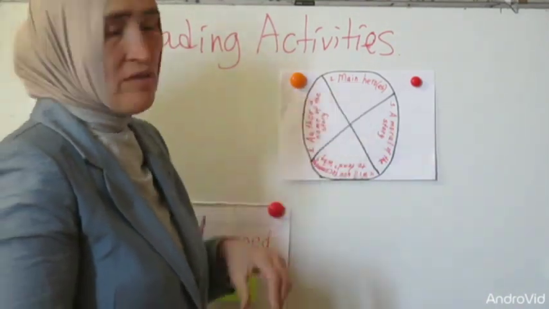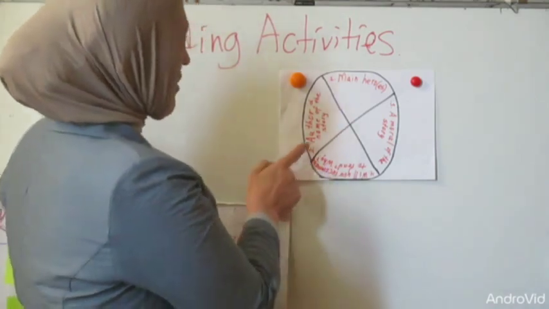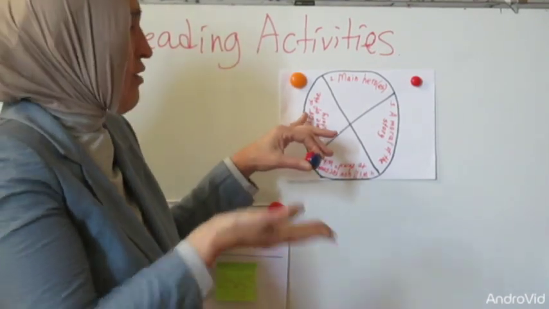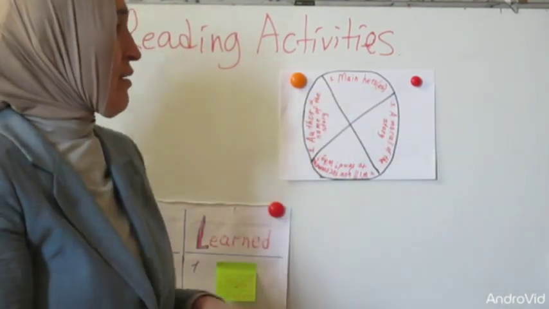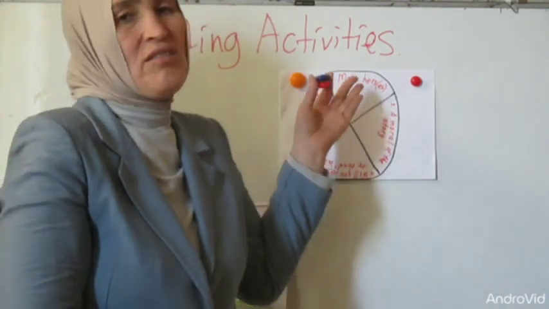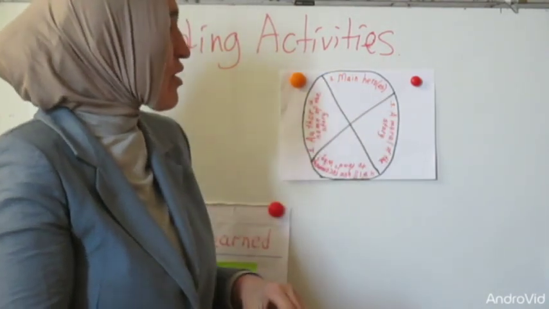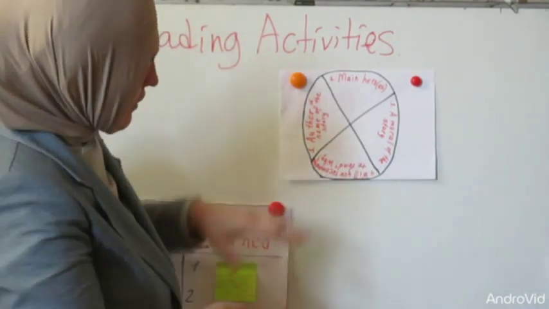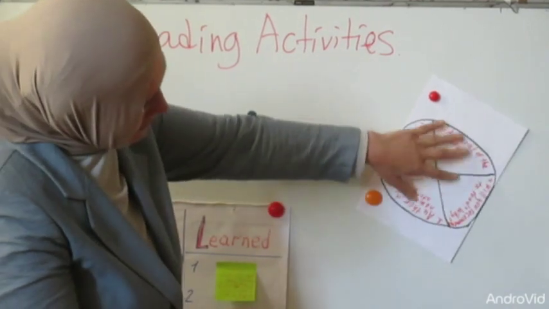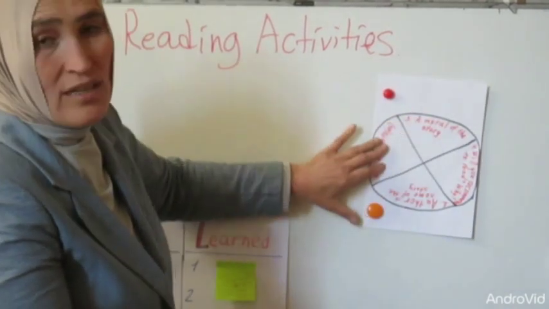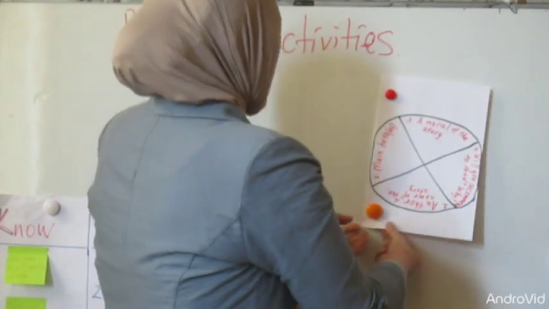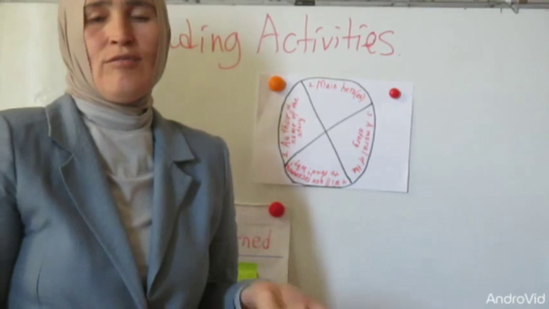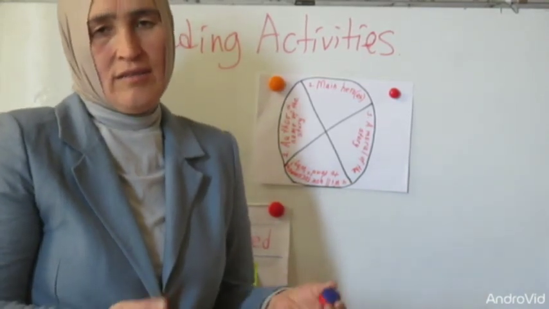If you pay attention to this wheel, number one is the author and the name of the book, or of the story, of the passage. The second one, main hero or main heroes. The third one, the moral of the story, or moral of the reading passage. And the last one, will you recommend reading that passage, and why? These questions can help our learners to give a summary of the reading passage.